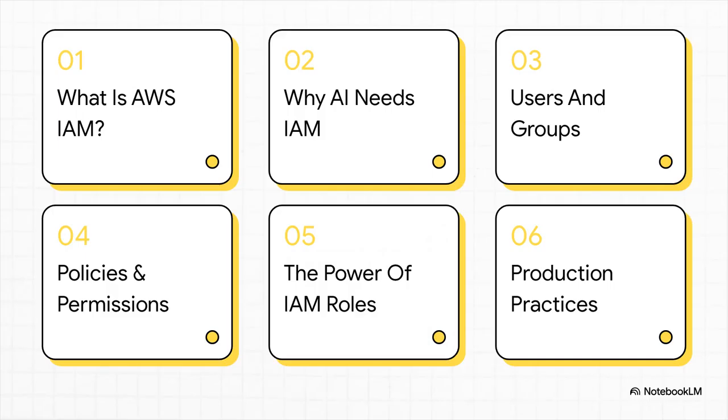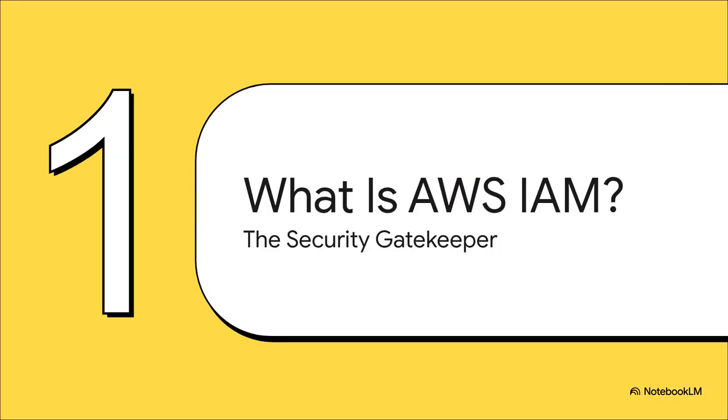1. What is AWS IAM? 2. Why AI engineers need IAM? 3. Users and groups explained. 4. Policies and least privilege. 5. The power of IAM roles. And 6. Best practices for production. Let's jump right in.